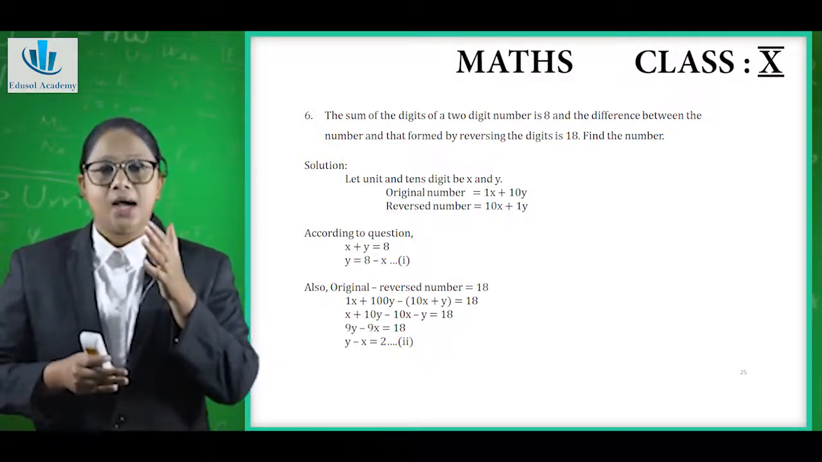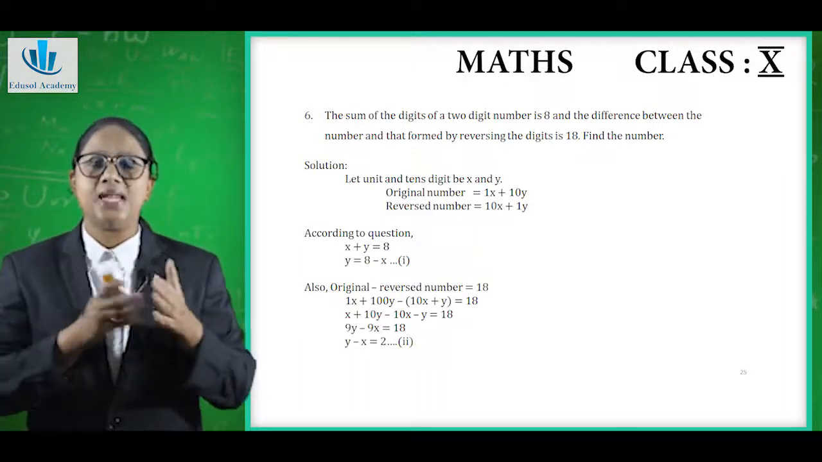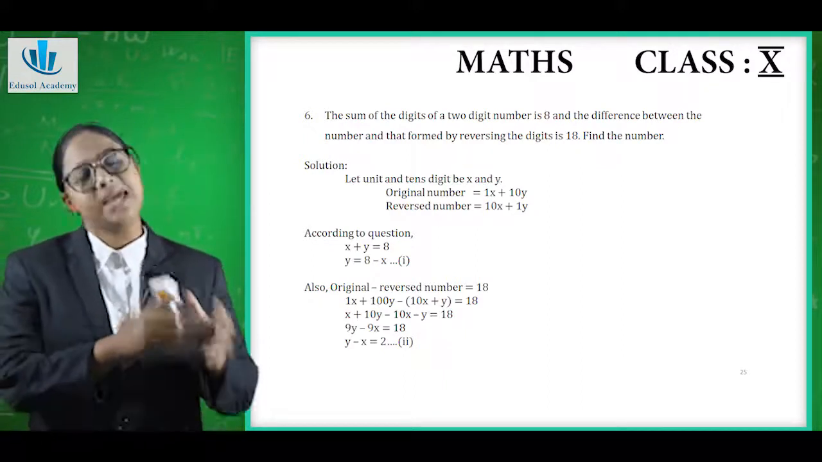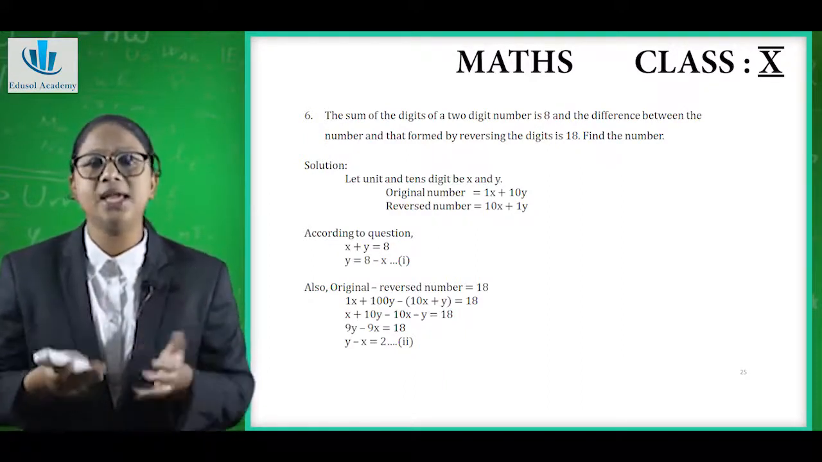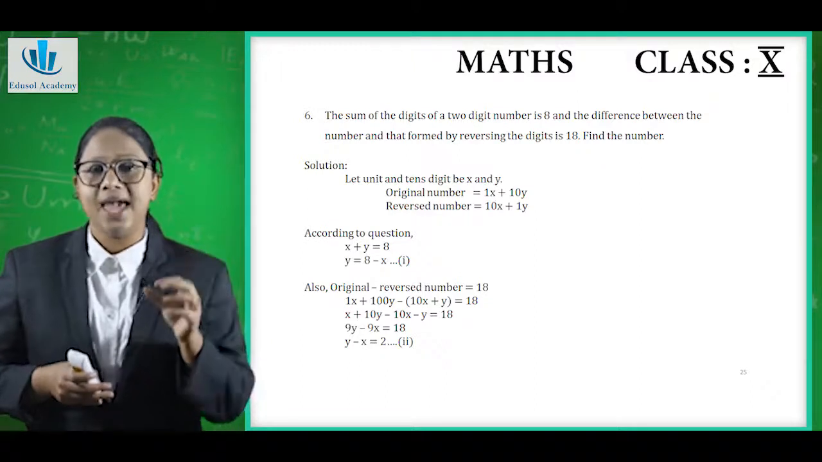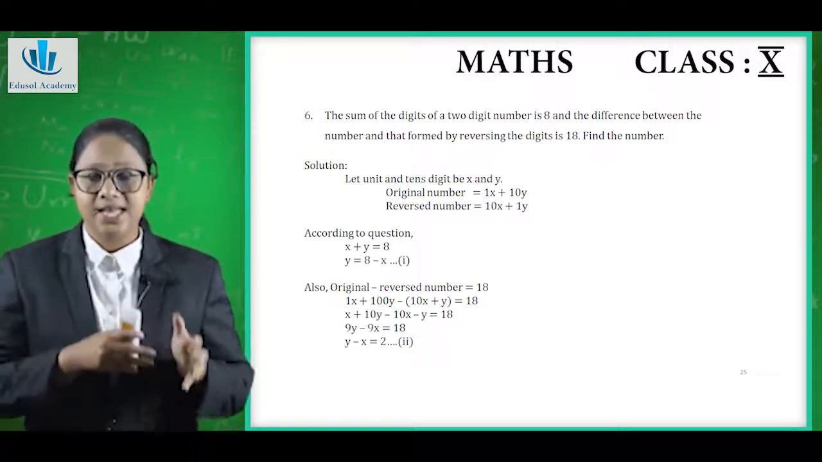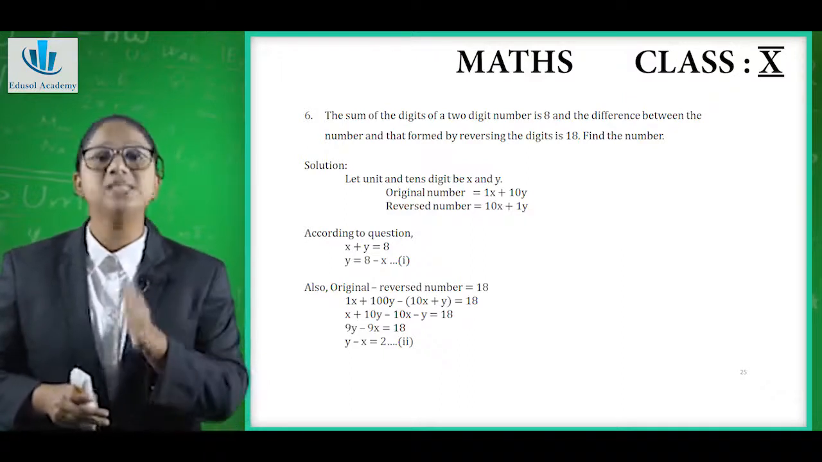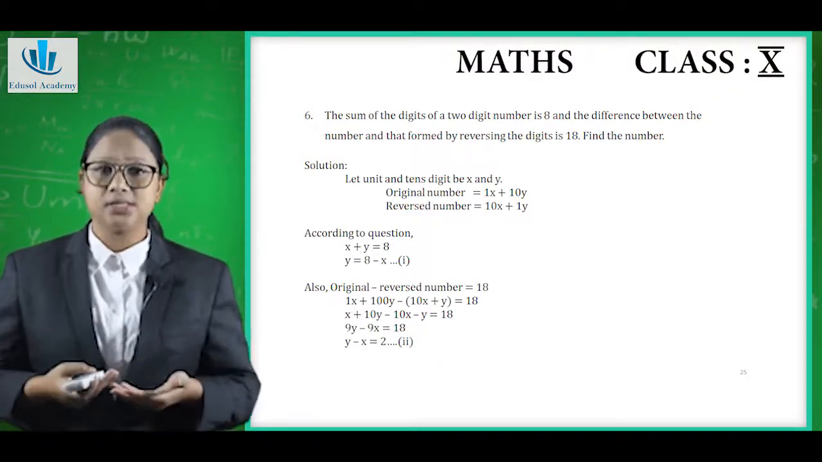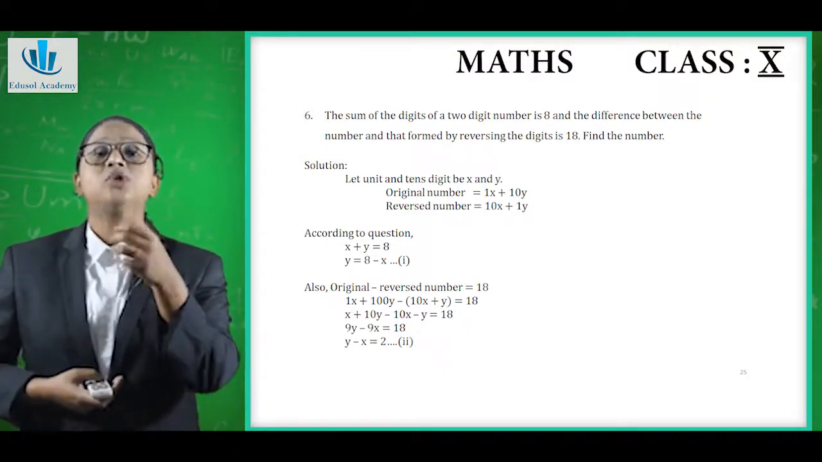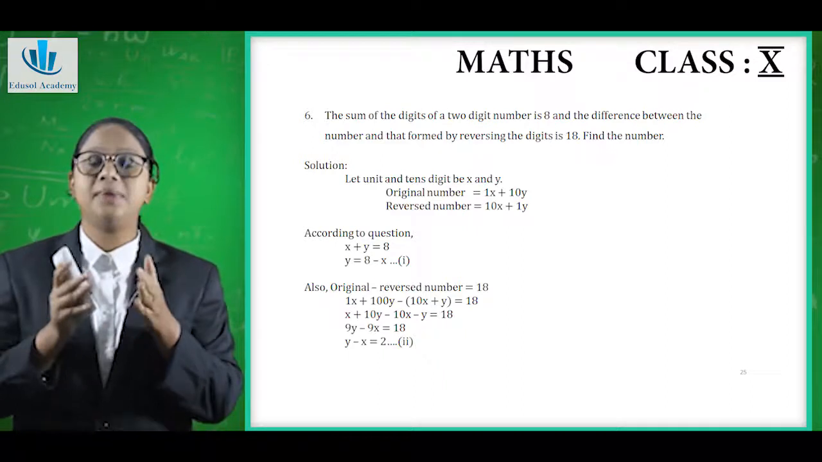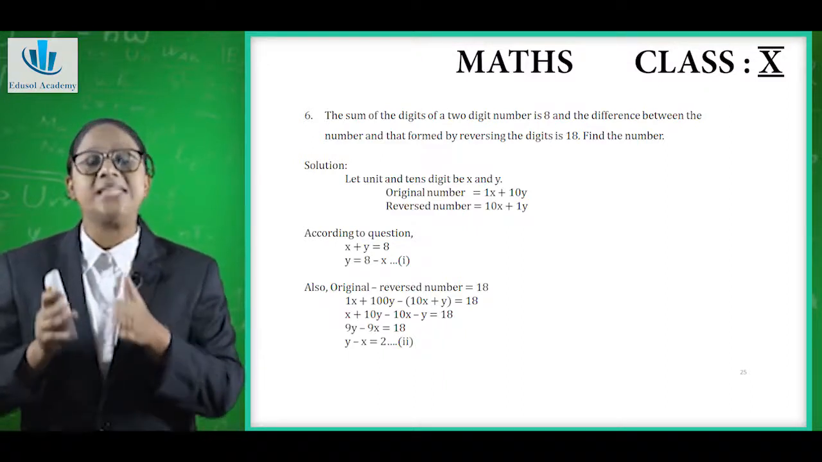The same way, for a two-digit number with digits x and y, we can assume the original number as 10y plus x. Like we split 43 as 40 plus 3, 82 as 80 plus 2, we can split the number with digits x and y as 10y plus x based on place value. That's the original number. Now the number is reversed, which means that if it was 82, it's now 28. So if the original number is 10y plus x, then the reversed number will be 10x plus y.